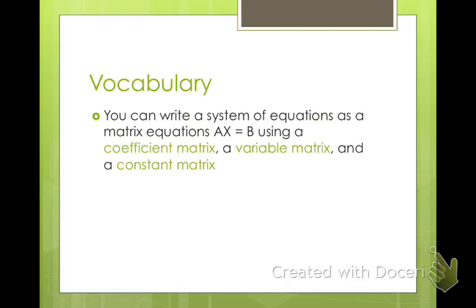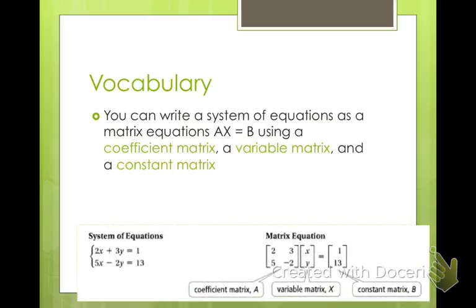Vocabulary. You can write a system of equations as a matrix equation, AX equals B, using the coefficient matrix, a variable matrix, and a constant matrix. So what we do is we take all of our coefficients from each equation. So you'll see the coefficients 2 and 3 go in the first row, and 5 and negative 2 go in the second row, top and bottom. And then we have one that has our variables. So our variables are x and y. And just go ahead and put them in alphabetical order. And then it equals whatever our solution equals.